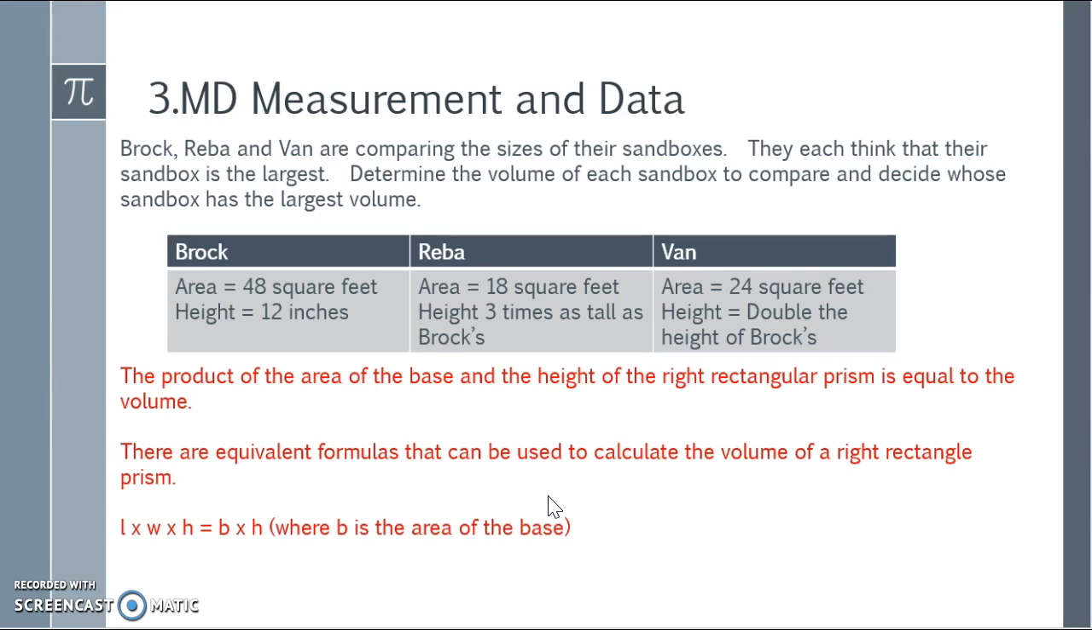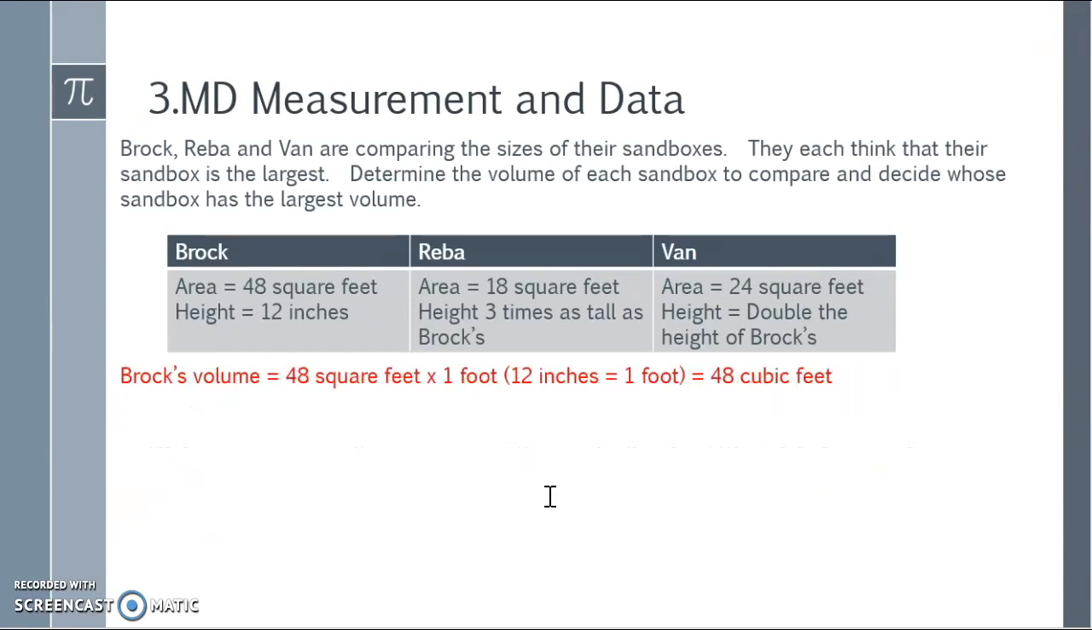So recall that the product of the area of the base and the height of the right rectangular prism is equal to the volume. They're equivalent formulas that we can use to calculate the volume of a right rectangular prism. Length times width times height is equal to base times height, where base is the area of our base. And I've given you the area of each: Brock, Reba, and Van.